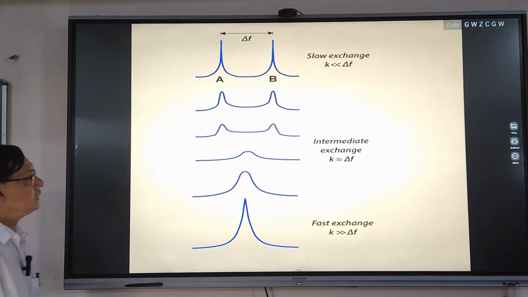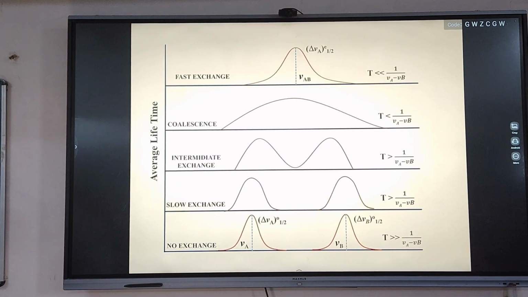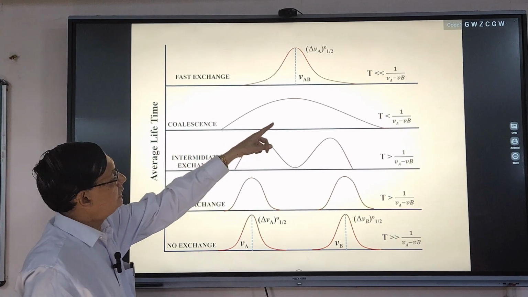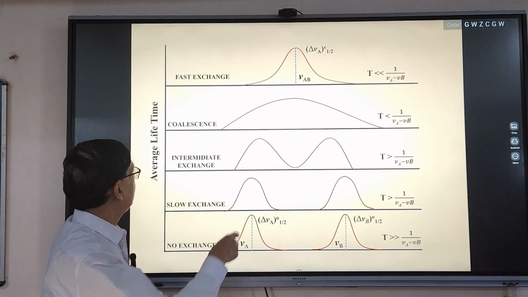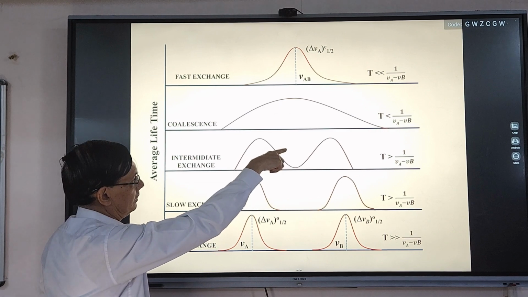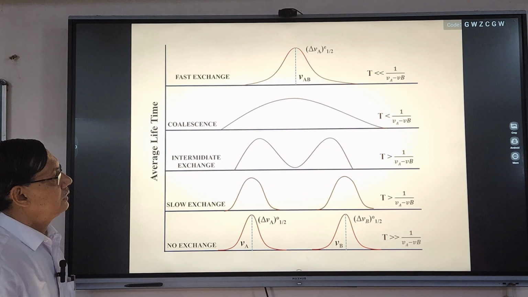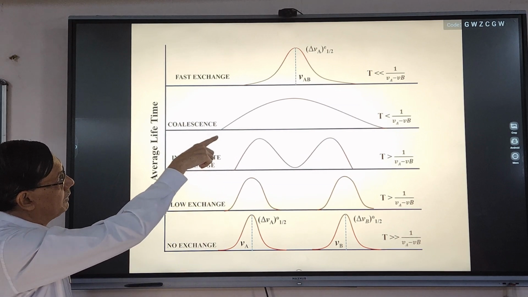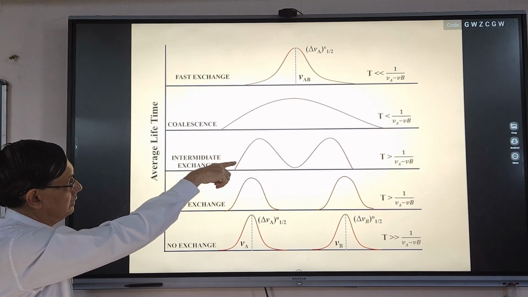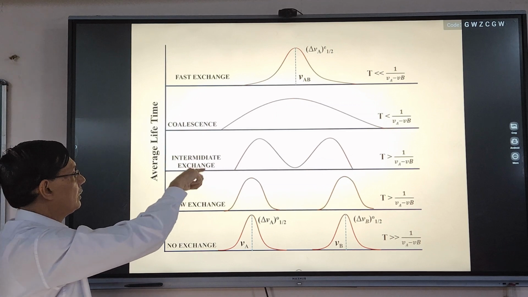And what is the reason for that? I have taken from the books of this Kalidas. Now it depends upon this average lifetime, that is, relaxation time. You can call it a relaxation time. So it depends upon this value of resonance frequency of these two peaks.